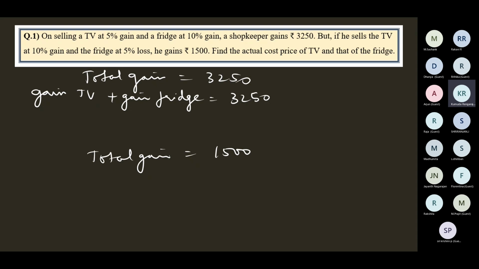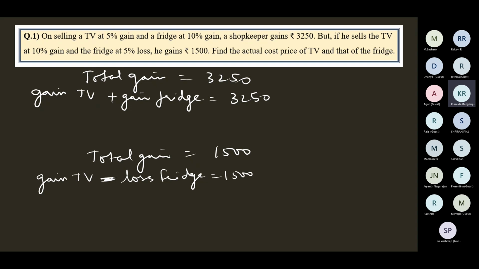And the next one is he sells the television at 10% profit, but the fridge at 5% loss. So how do you construct the second equation? It is the gain on selling the television minus the loss on selling the fridge is equal to 1,500, because loss means you're not getting the money. So you're setting off that loss on this gain. In the second case, total gain is 1,500.